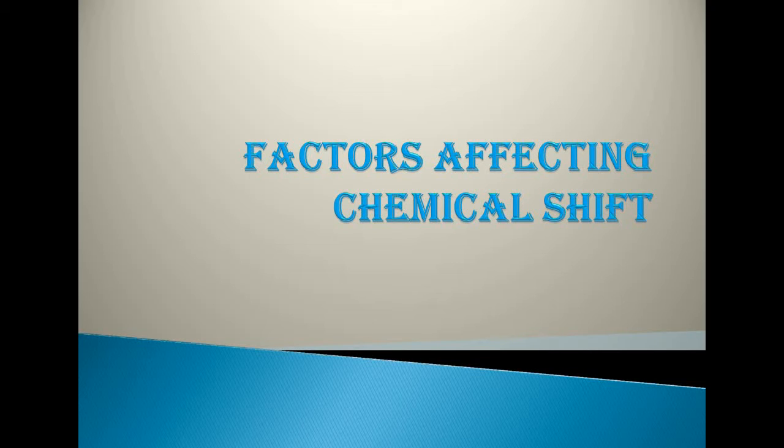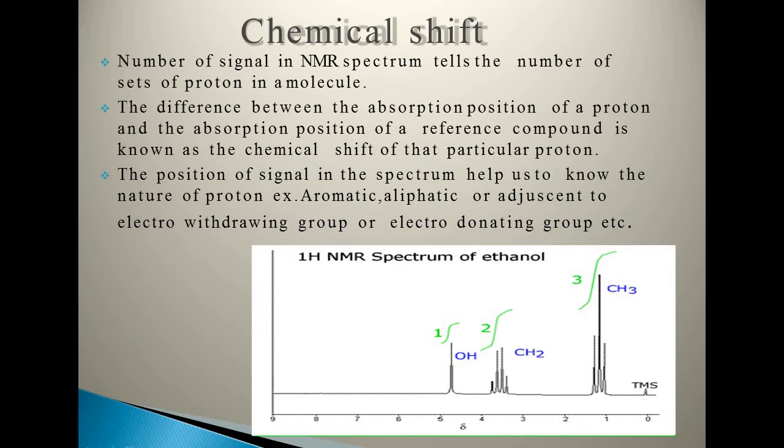Hello students, now we will start factors affecting chemical shift, the next topic in NMR spectroscopy. So first, we will just go through the chemical shift. What is meant by the chemical shift? It is the position of a specific signal from the TMS.